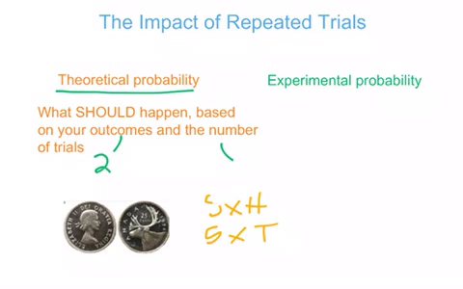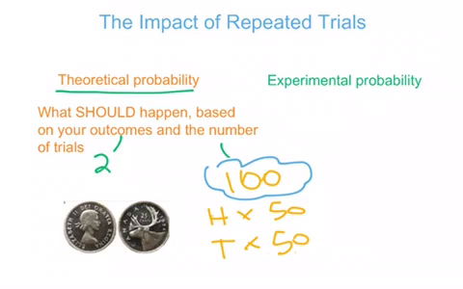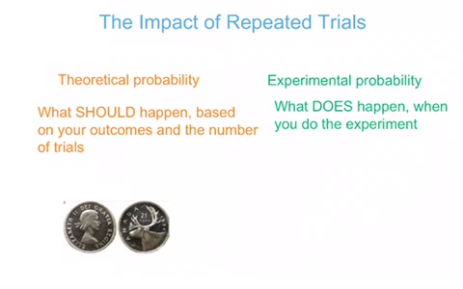Now, if I were to do this trial 20 times, with two different outcomes, I might expect to get heads 10 times and tails 10 times. If I were to do it 50 times, I might expect to get heads 25 times and tails 25 times. If I were to do this experiment 100 times, I might expect to get heads 50 times and tails 50 times. My number of trials for my theoretical probability is always cut in half because I have two options. So I would expect half the time to get outcome 1 and half the time to get outcome 2. Okay? All right.